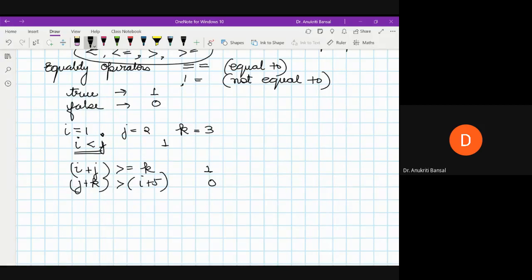Okay, so in Python we were getting true and false as our output. Here we get 1 or 0 for output, 1 for true, 0 for false. Clear? Associativity of these operators is from left to right.